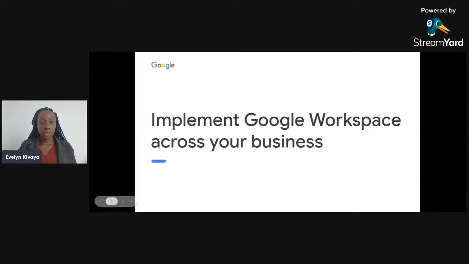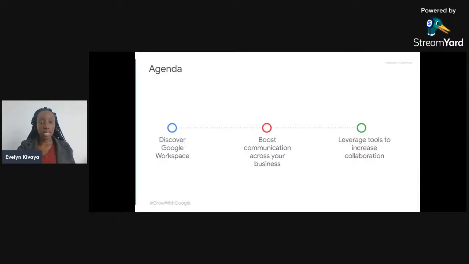While we jump into the training session today, our topic will be how to implement Google Workspace across our businesses and also how to make it work for the advantage of our business. We're going through 3 agendas, and by the end of the training, you'll be able to discover how Google Workspace works. You'll be able to discover how Google Workspace can help you boost communication across your business, and also you'll learn how to leverage tools to increase collaboration in your business.